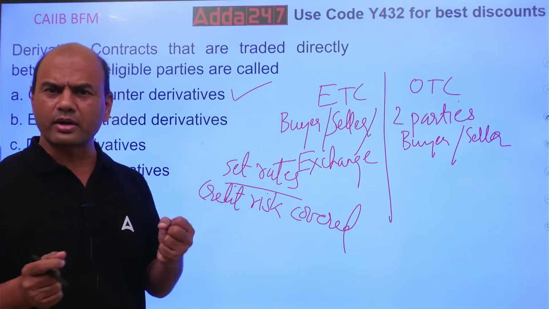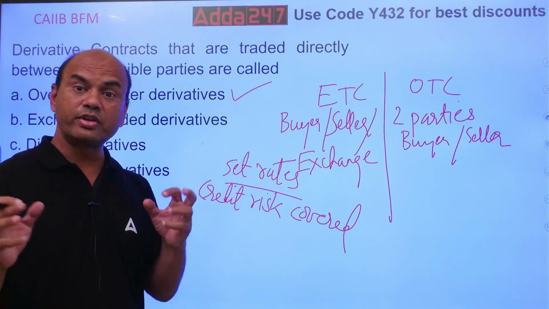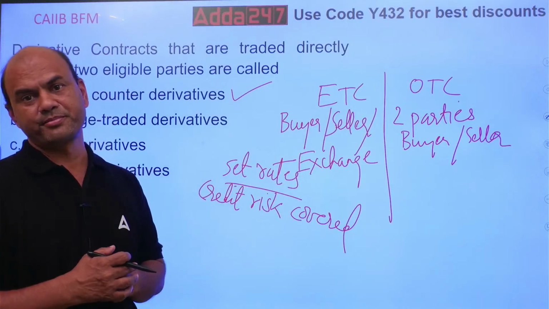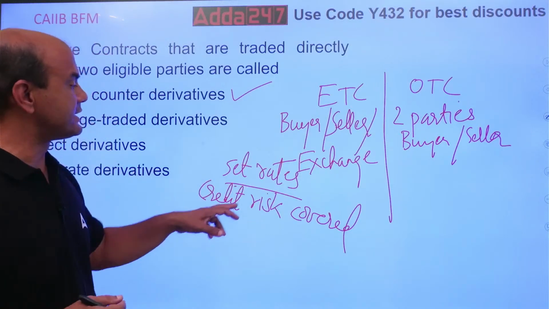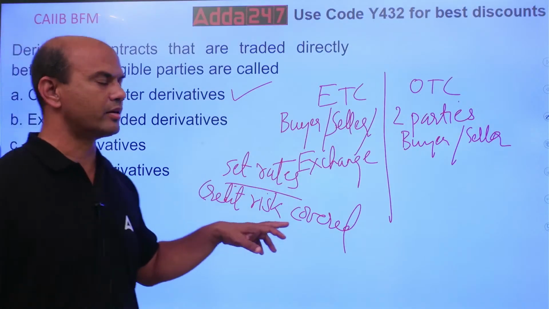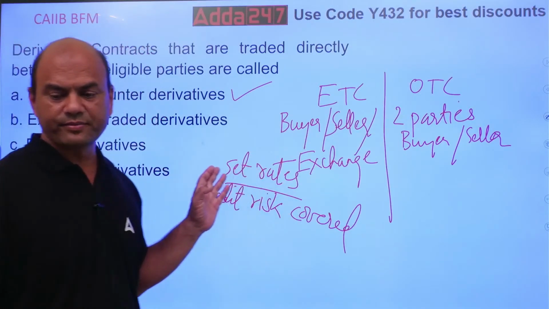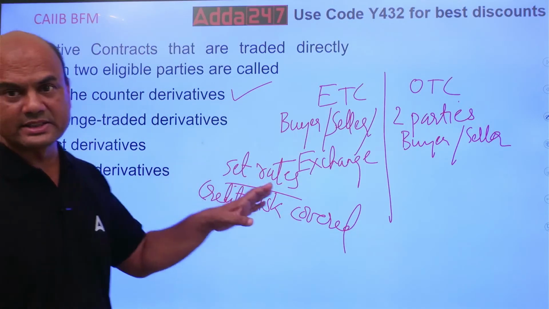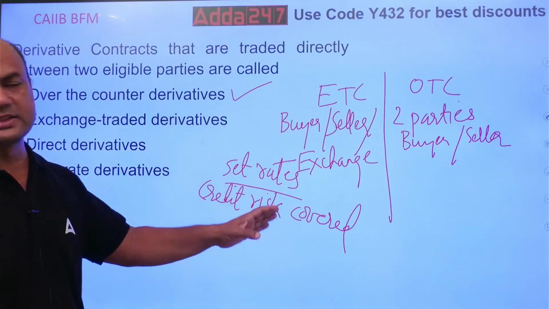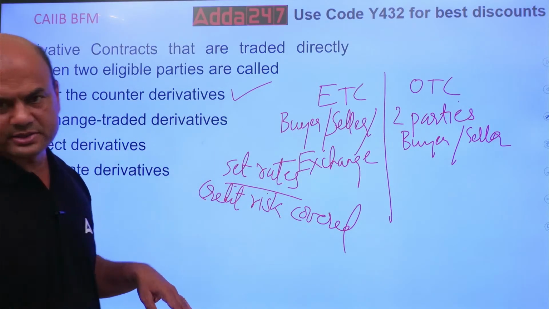It acts like a broker. So it will always fix both of them. Got it? So that's why exchange traded derivatives are between three parties, whereas OTC are between two parties.